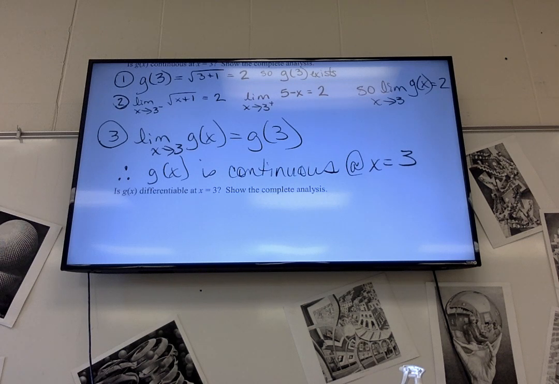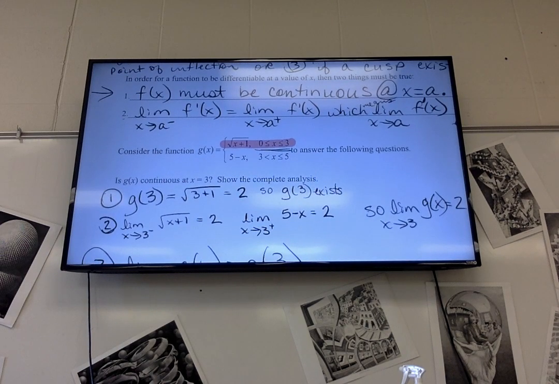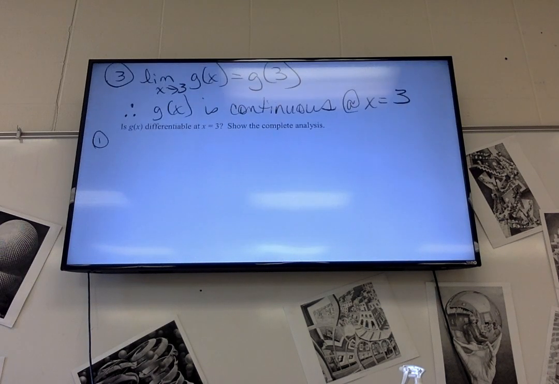If g of x is differentiable at x equals 3, is g of x differentiable? No. Show the complete analysis. Step 1, you got to show that it's continuous. According to up here, it is continuous. So we gotta find the limit of g prime. I gotta find the prime, and then I gotta find the limit of the prime.